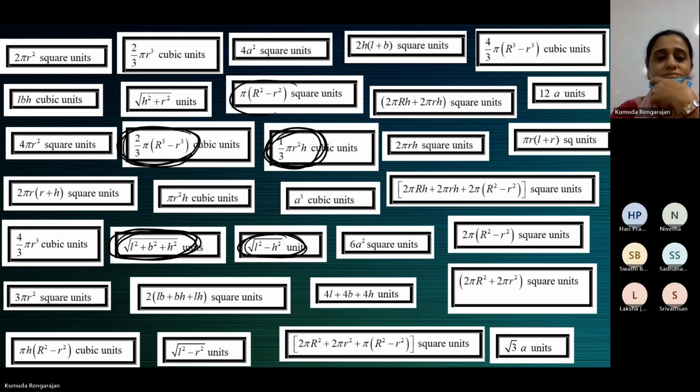What is this one? Volume of a hollow cylinder.